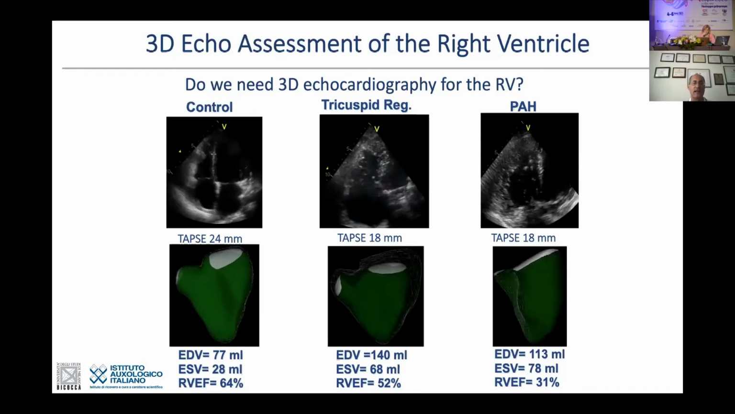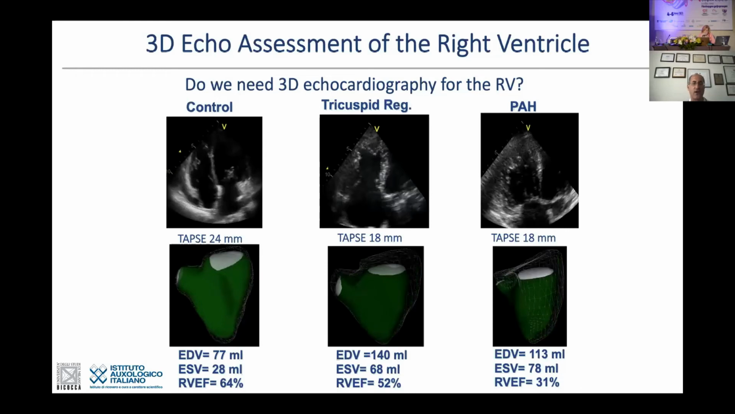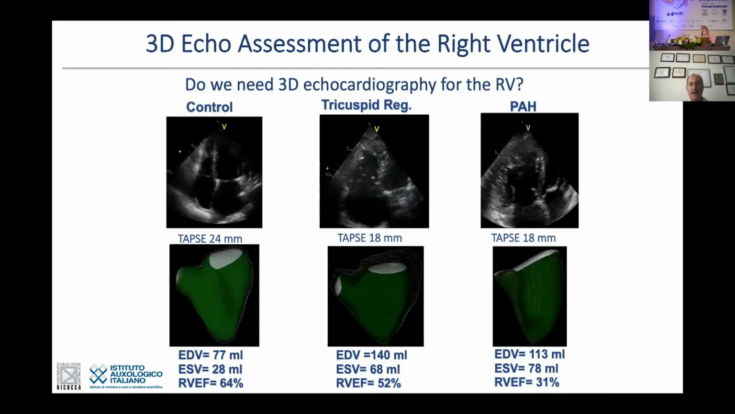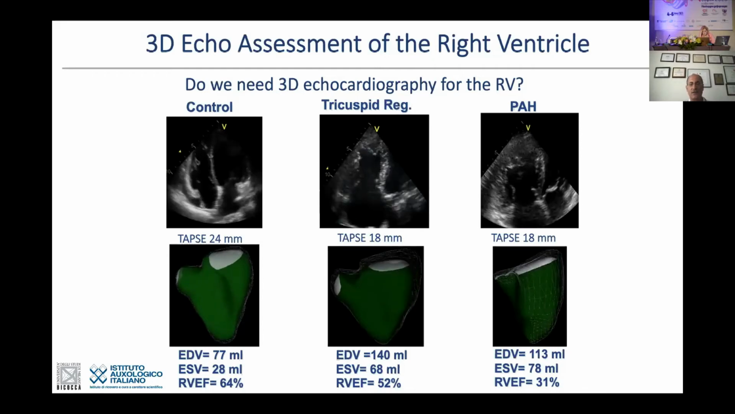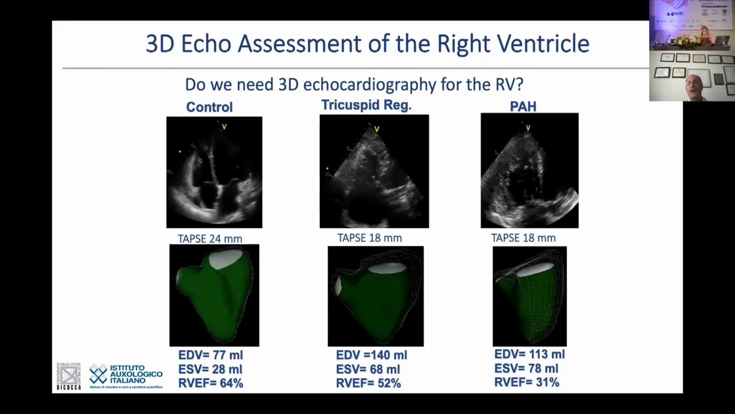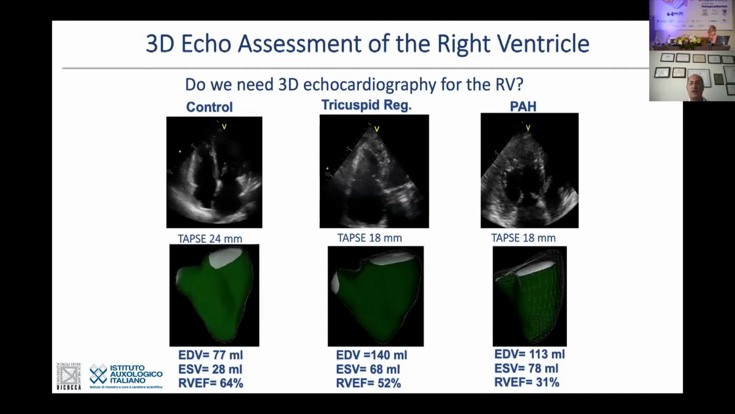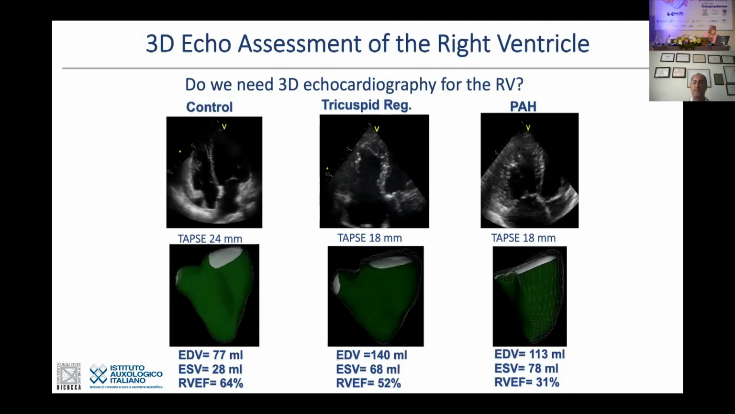In the healthy subjects on the left, we have normal volumes and normal ejection fraction. In the patient with tricuspid regurgitation, of course, the volumes are enlarged, but the ejection fraction is still preserved, while in the patient with the pressure overload, the volumes are within normality, but the ejection fraction, despite the TAPSE being normal, is moderately to severely depressed.